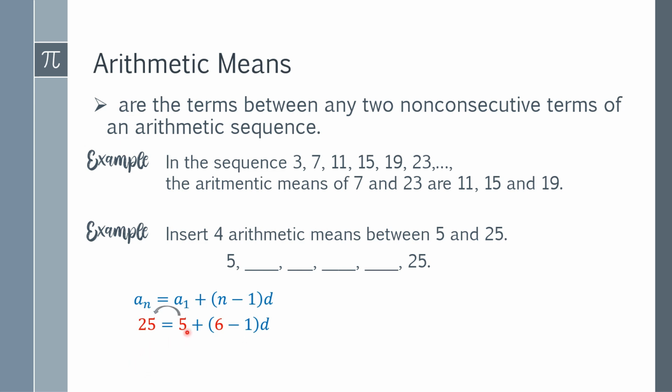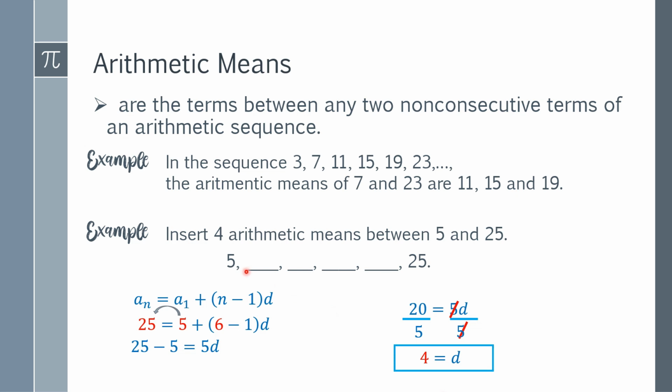Next, transpose 5 to the left side. So we will have 25 minus 5, and then where did we get 5d? That's 6 minus 1, that's 5, and then bring down the d. So we have 25 minus 5, that's 20, equals 5d. So to find the value of letter d, we need to divide both sides by 5. And then cancel out 5. So what is left is d is equal to 4. So the common difference for this sequence is 4.